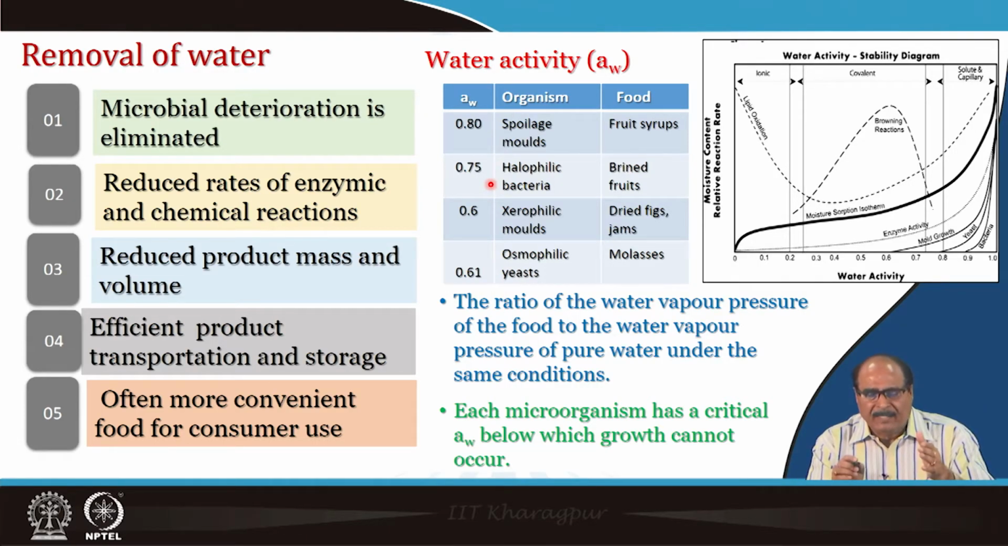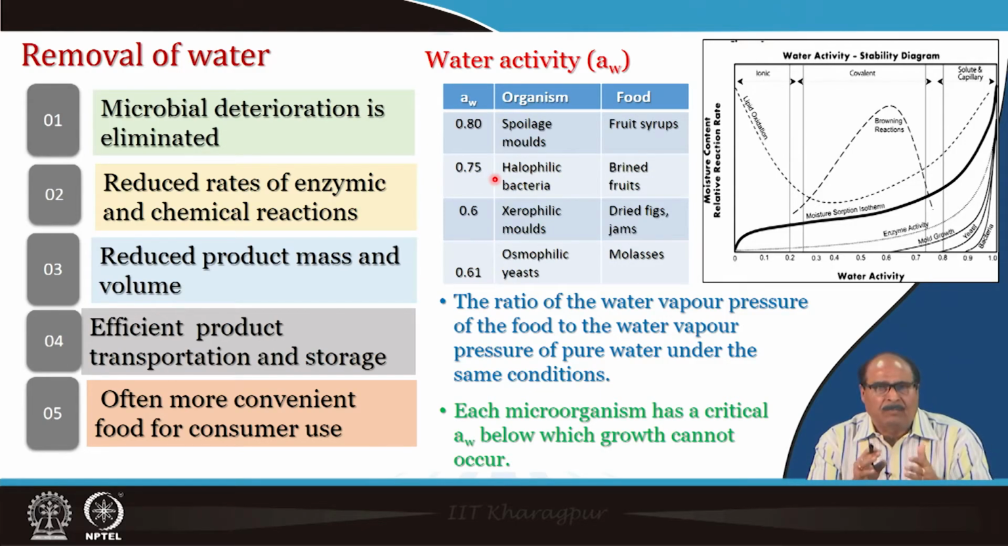Okay. So, in fact, it is the ratio of the water vapor pressure of the food to the water vapor pressure of the pure water under the same conditions which is expressed as water activity, and each microorganism has a critical aw below which it cannot grow, it cannot multiply. So, in the water removal process what we basically do is we try to lower the water activity of the commodity so that microorganisms, enzymatic processes and other chemical reactions are suppressed.